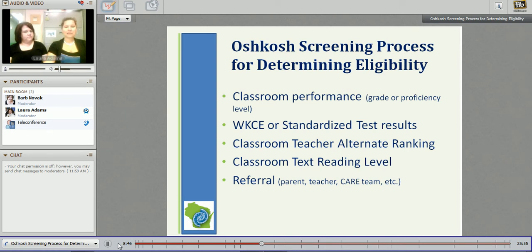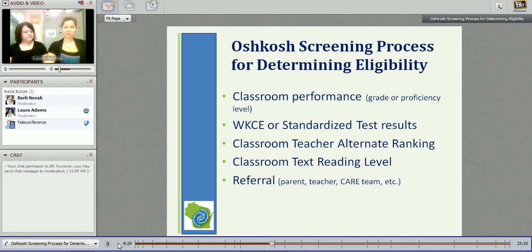That classroom text reading level is one of the data points that individual classroom teachers use when they come up with their own ranking of students as far as their reading abilities go. The classroom text reading level is determined using the DRA2. That's the district's common assessment. It provides information regarding the student's instructional reading level, but it can also be analyzed to provide additional information about the student's use of phonetic information, fluency, and comprehension. Performance on this particular assessment may indicate that additional diagnostic testing is needed for the student.